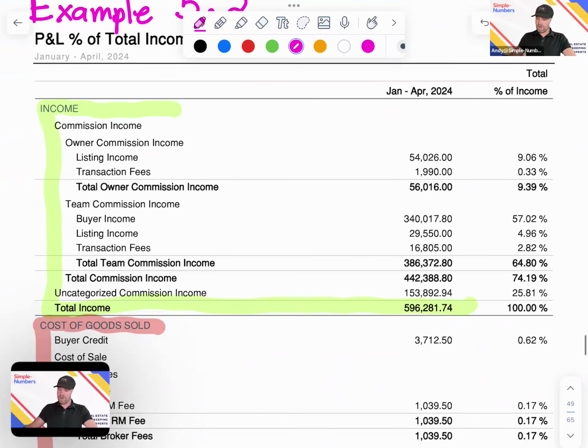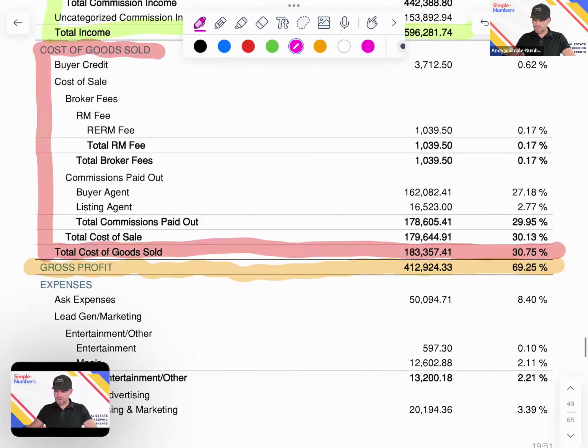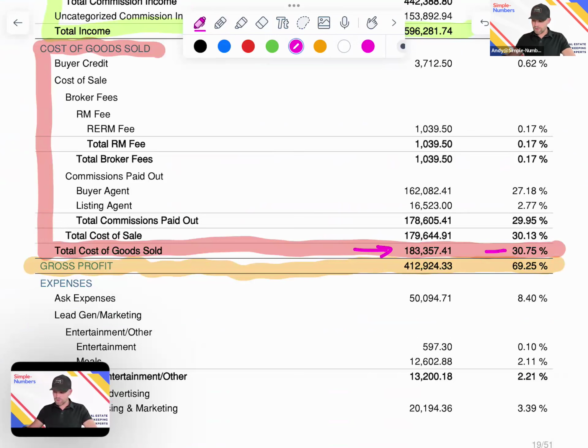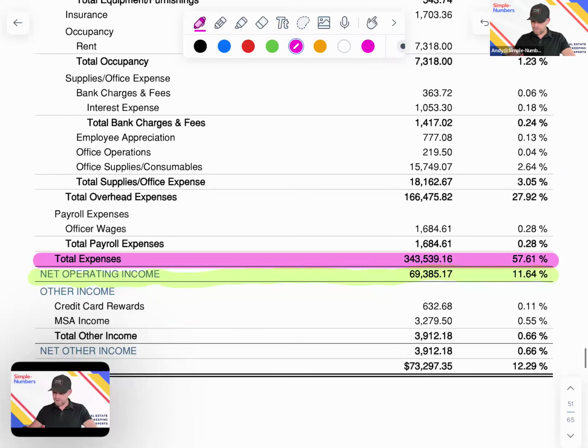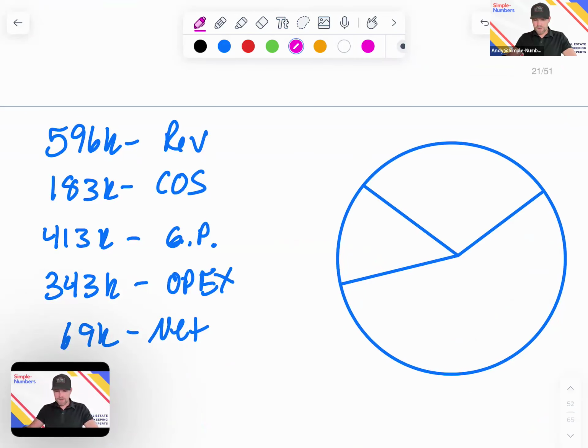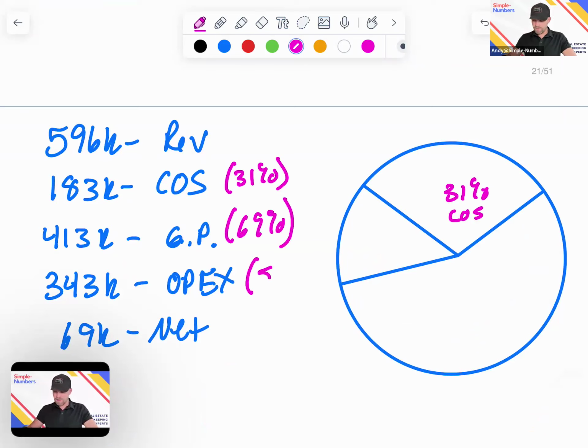Okay. Another example of us not working our database is here. Here's another team, 592,000 of total revenue, 183 in cost of goods sold, or about 30%. Then we have our gross profit of 70%. Then we spent 57% and we're left with 12%. So here's what it looked like. 31% in cost of sale. We were left then with the remaining 69% in gross profit. Then we spent 58%, huge chunk, on operating expenses, and we were left with 11 to 12% net.